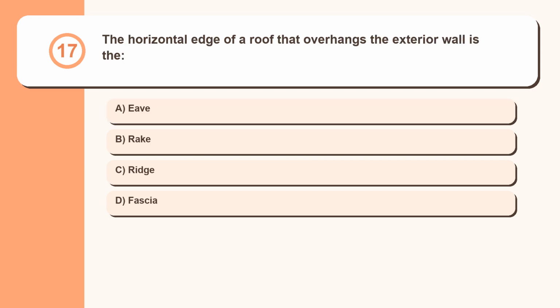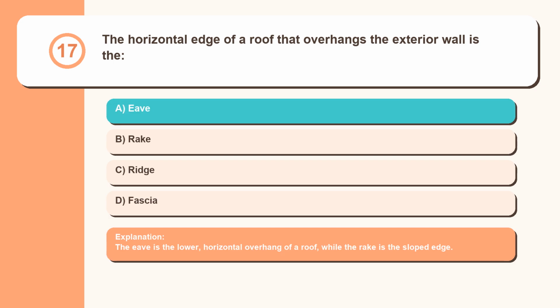Question 17. The horizontal edge of a roof that overhangs the exterior wall is the eave, rake, ridge, fascia. The eave is the lower, horizontal overhang of a roof, while the rake is the sloped edge.